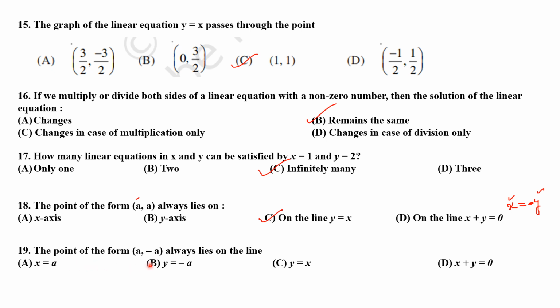Now the point of the form a comma minus a always lies on the line. Now here, both the coordinates a and minus a, the numerical value is the same, but the sign is not the same, isn't it? So from here, you can see the correct option is option D. Because if you transpose y to the other side, it will become x equal to minus y. So from here you can see it will satisfy this point.